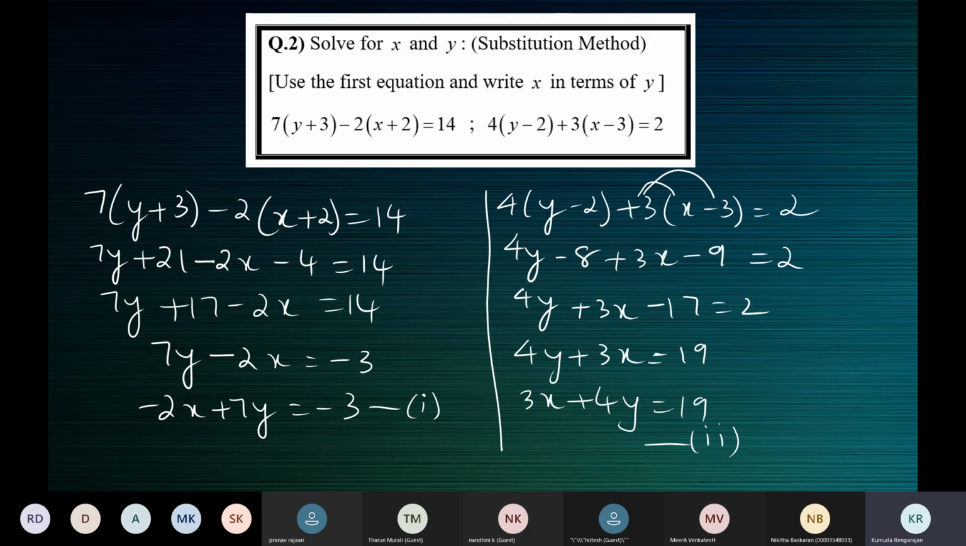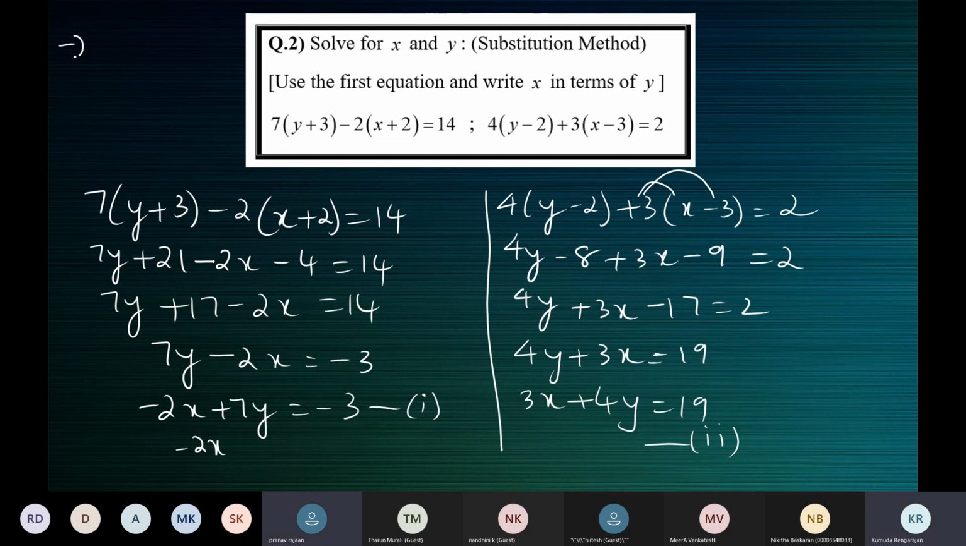Now you'll have to take up the first equation and write x in terms of y. Don't do it in your book, tell me here. Look at the first equation, tell me x in terms of y. Minus 2x is equal to.